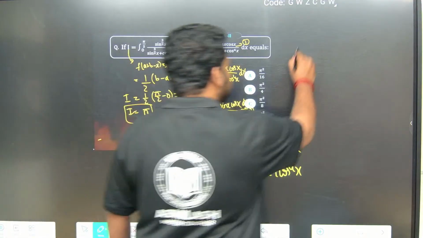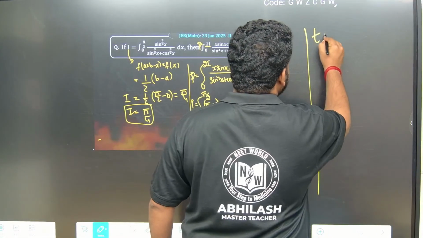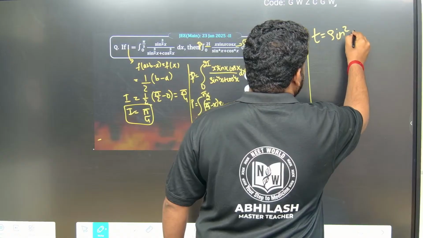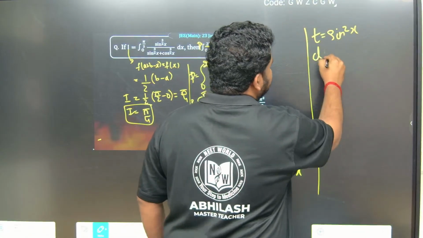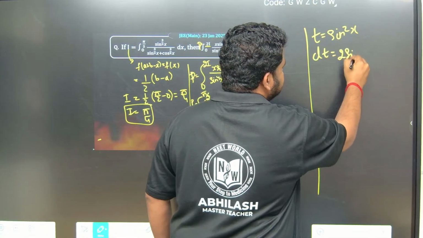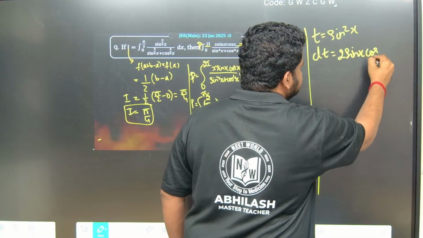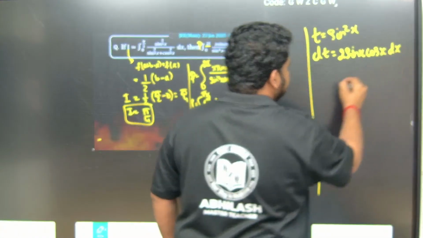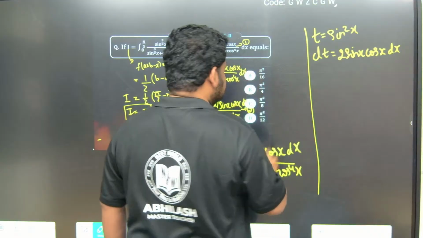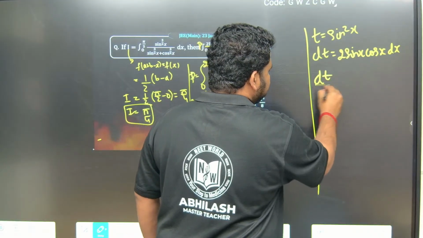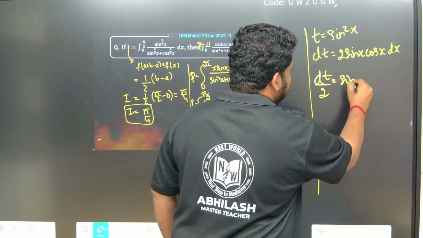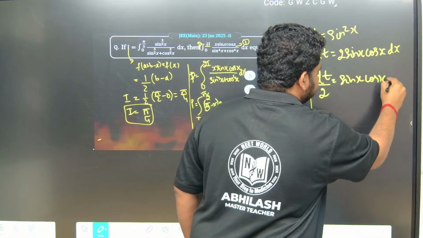I will put t equal to sin square x. This gives me dt equal to 2 sin x cos x dx. So sin x cos x dx is there, and dt by 2 is equal to sin x cos x dx.